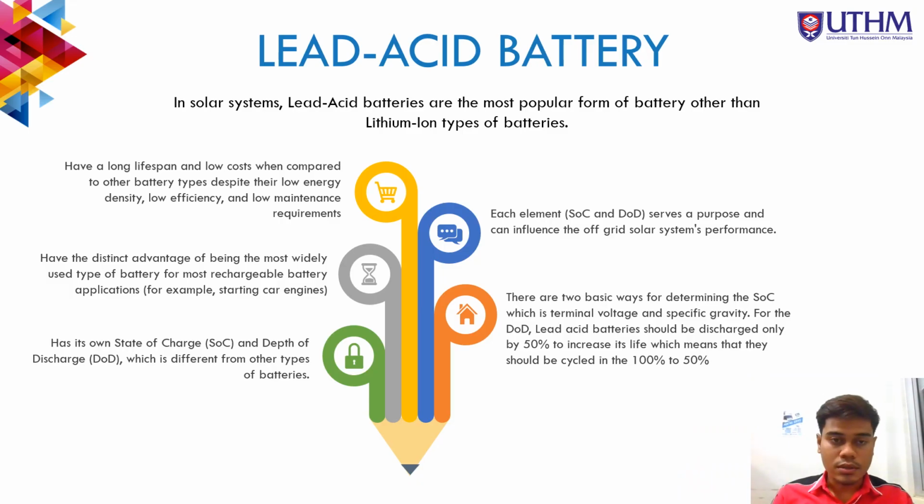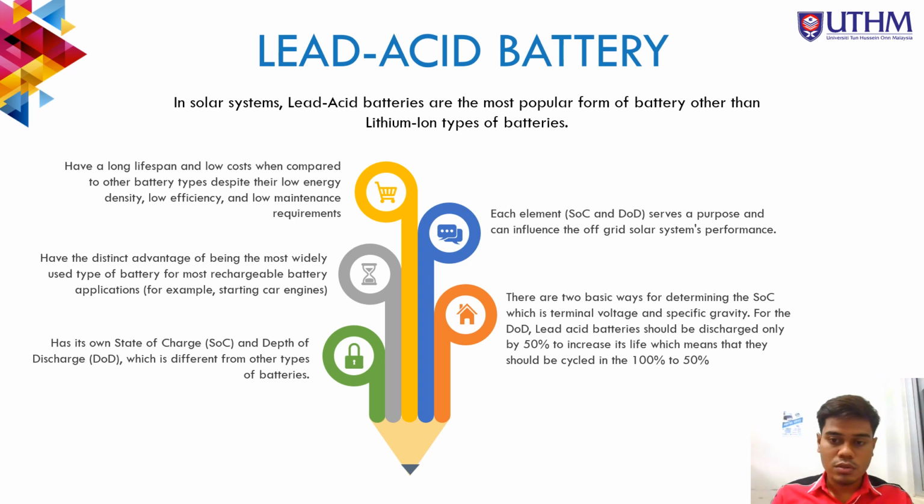In solar systems, lead acid batteries are the most popular form of battery other than lithium-ion types. They have a long lifespan and low cost compared to other battery types, despite their low energy density, low efficiency and maintenance requirements. They are also the most widely used type of battery for rechargeable battery applications. They have their own state of charge and depth of discharge, which is different from other types of batteries. Each element serves a purpose and can influence the off-grid solar system performance.